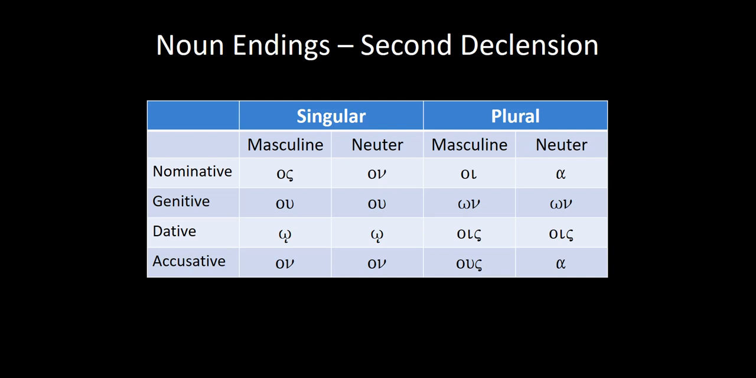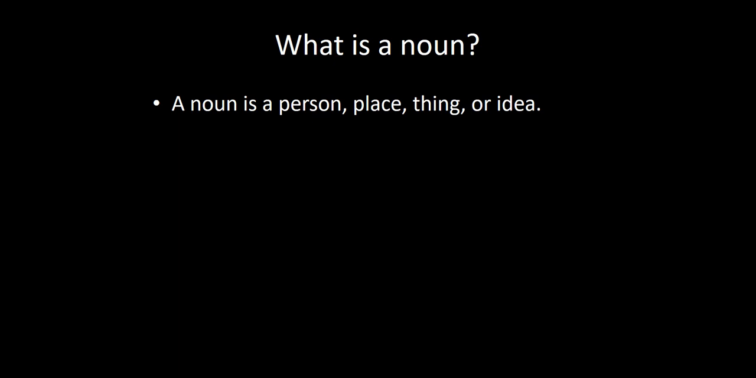These are the endings for the second declension. Where do you think you're going to put endings? You will put them at the end. So we're talking about nouns. A noun is a person, place, thing, or idea.